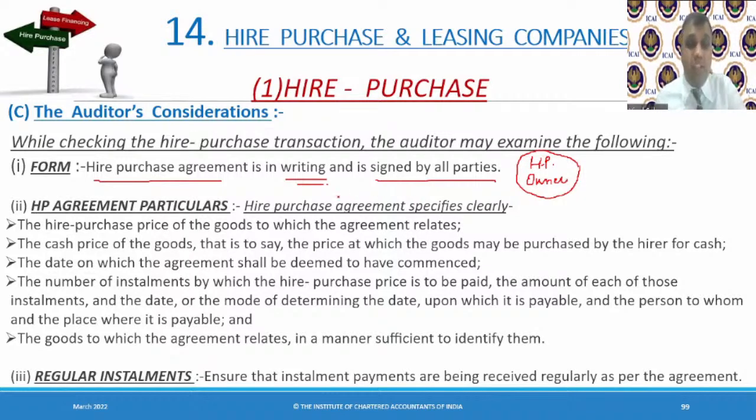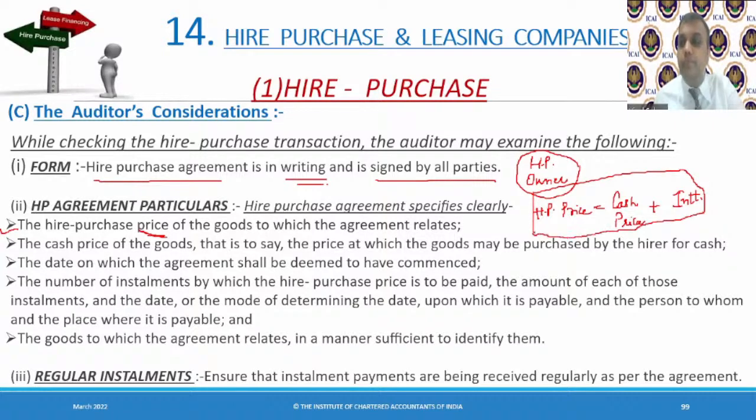Now, what do I need to check in the hire purchase agreement? Proper calculations and everything written properly. What is that? The hire purchase price of the goods to which the agreement relates. So what is the hire purchase price? Cash price. Cash price is without interest, the on-the-spot payment, plus the interest element. So this is the hire purchase price. The cash price of the goods is the price at which the goods will be purchased by the hirer for cash on the spot payment. No delay in time. This is the concept of time value of money, charging interest.